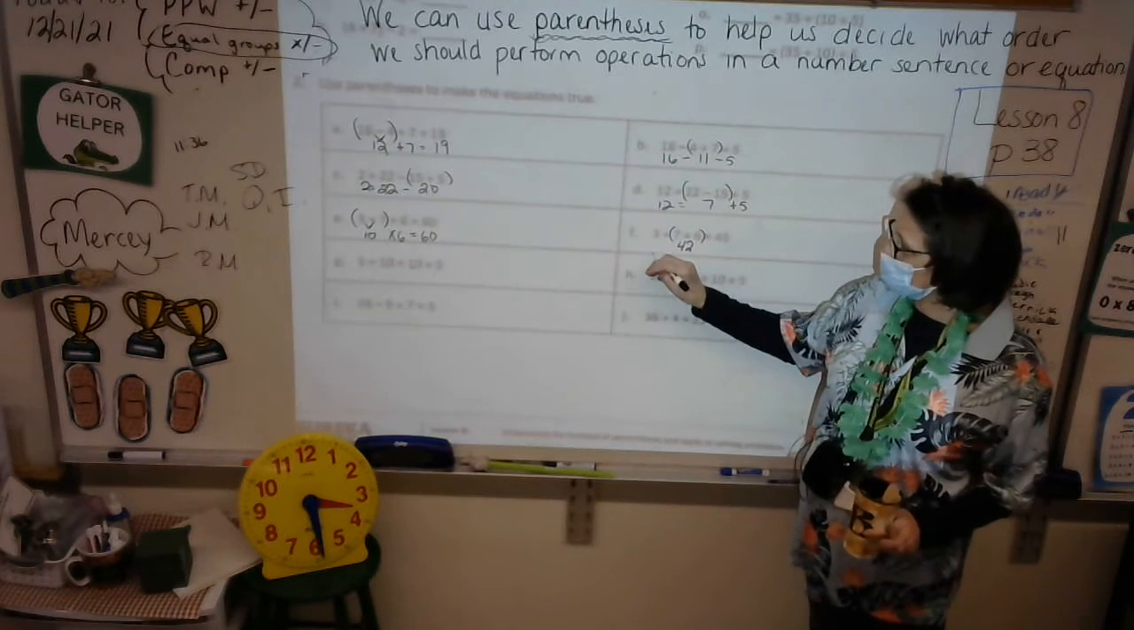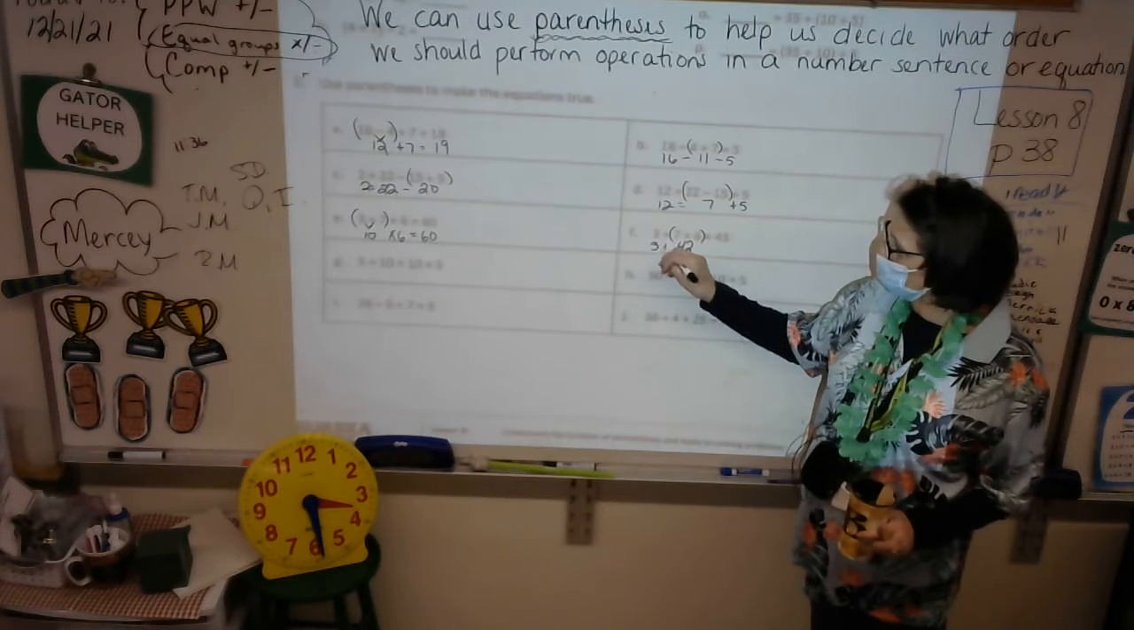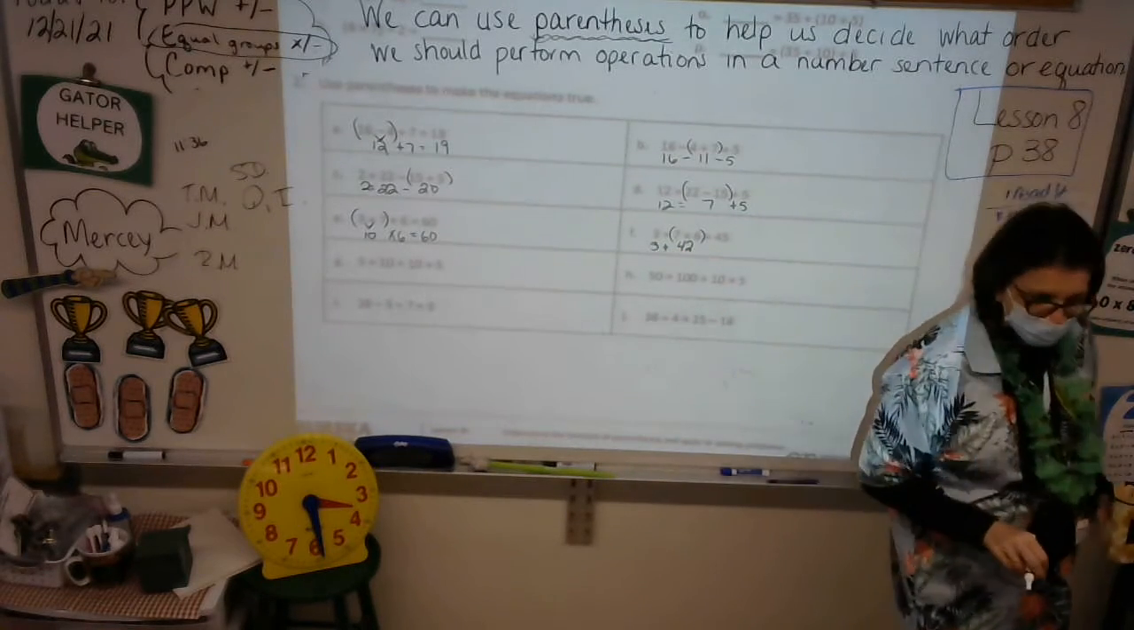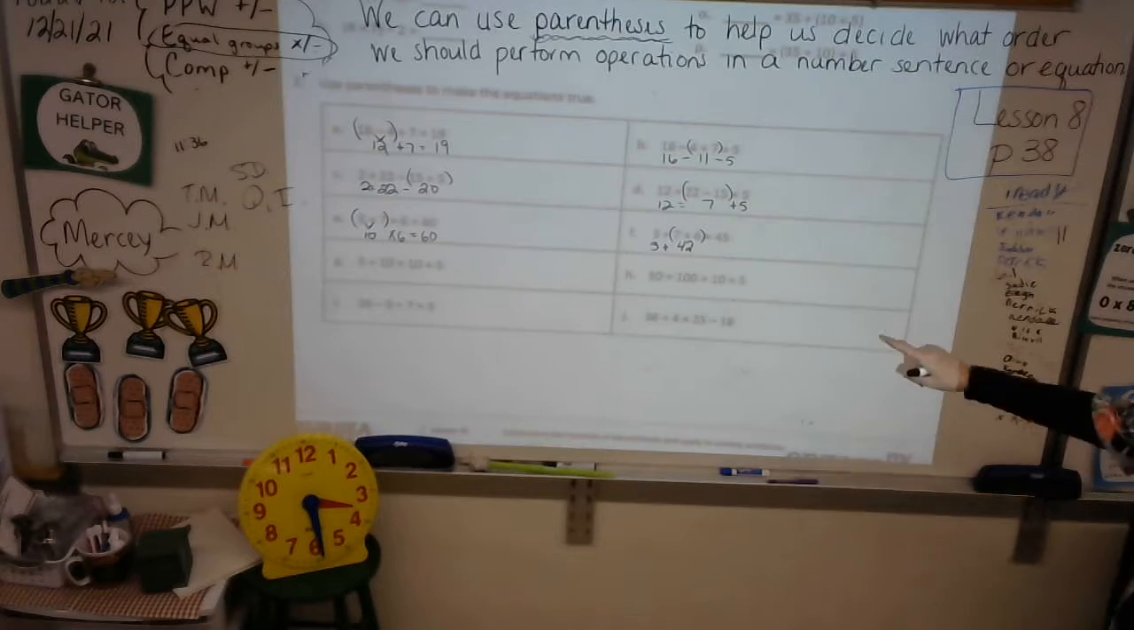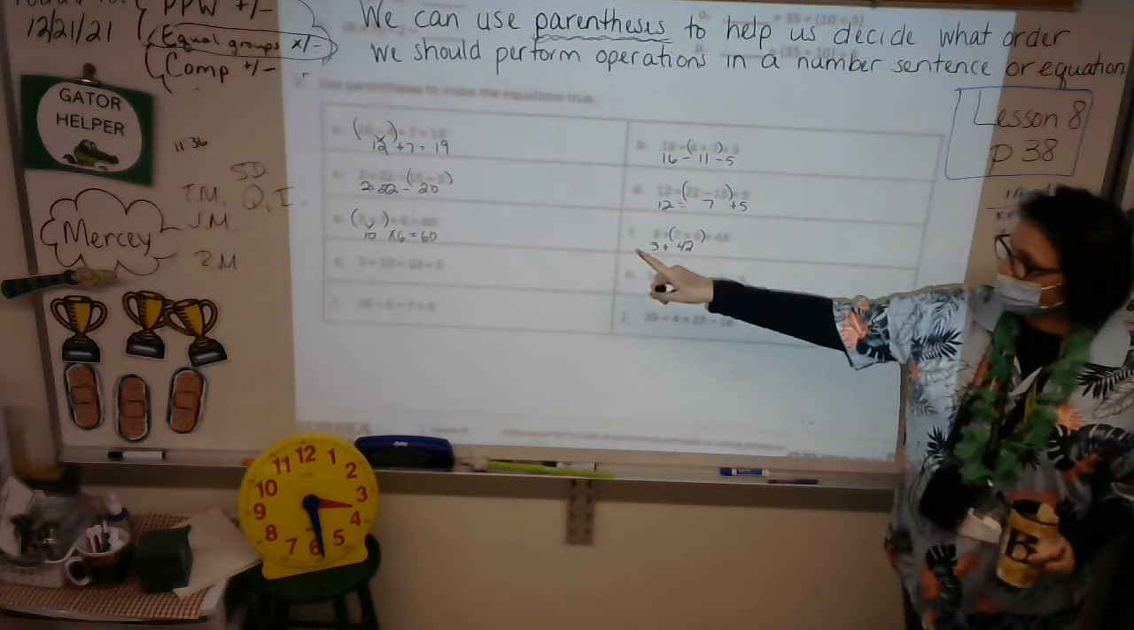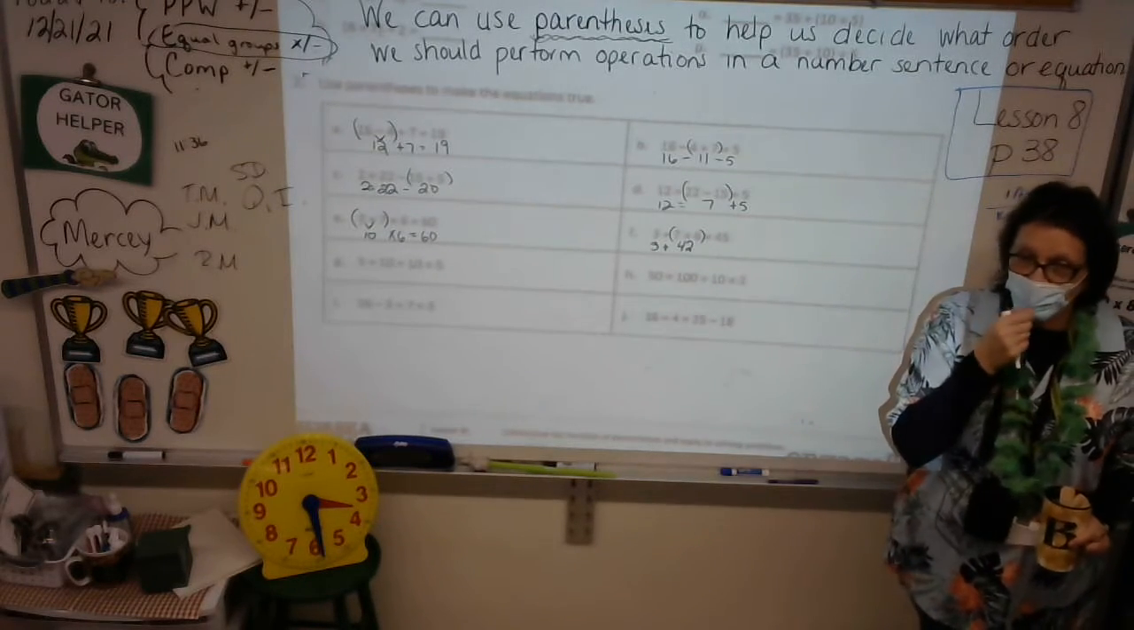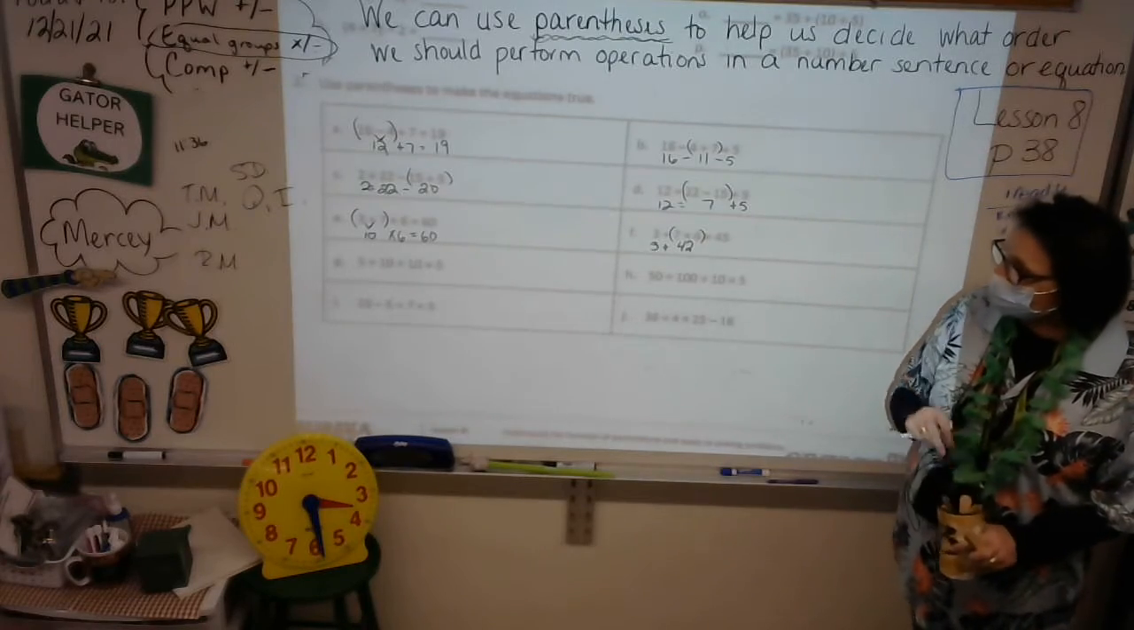And then I gotta come back up and make sure I add my 3 plus to my 42. And what is 3 plus 42, class? Oh, very good, it's 45. So same expression, but depending on where we put our parentheses, we get different answers. Okay, let's go to the next one.